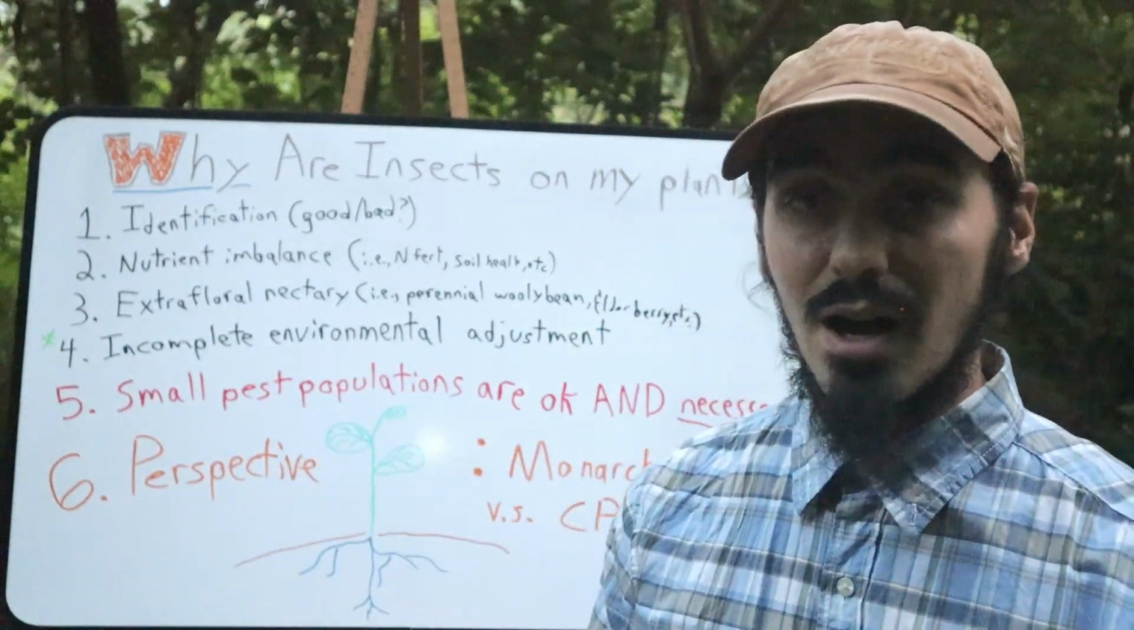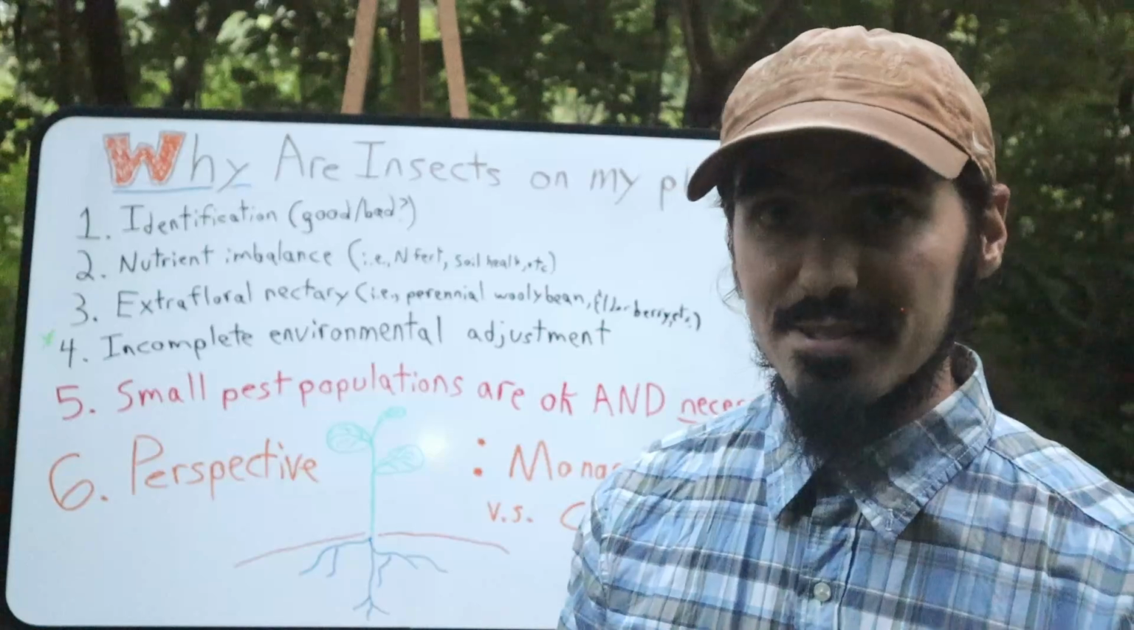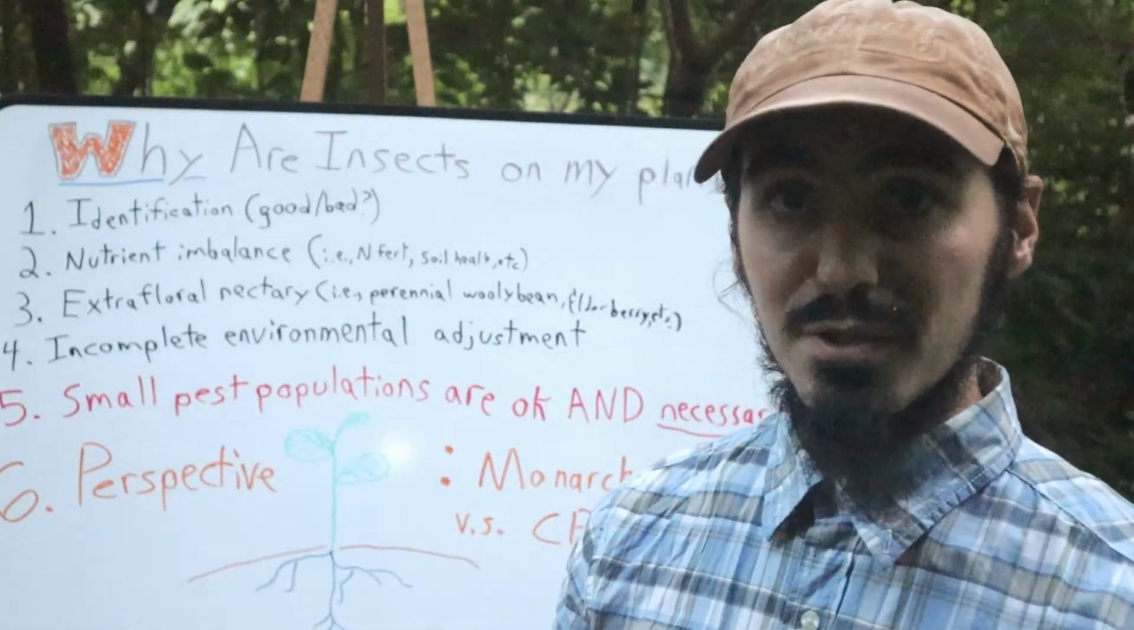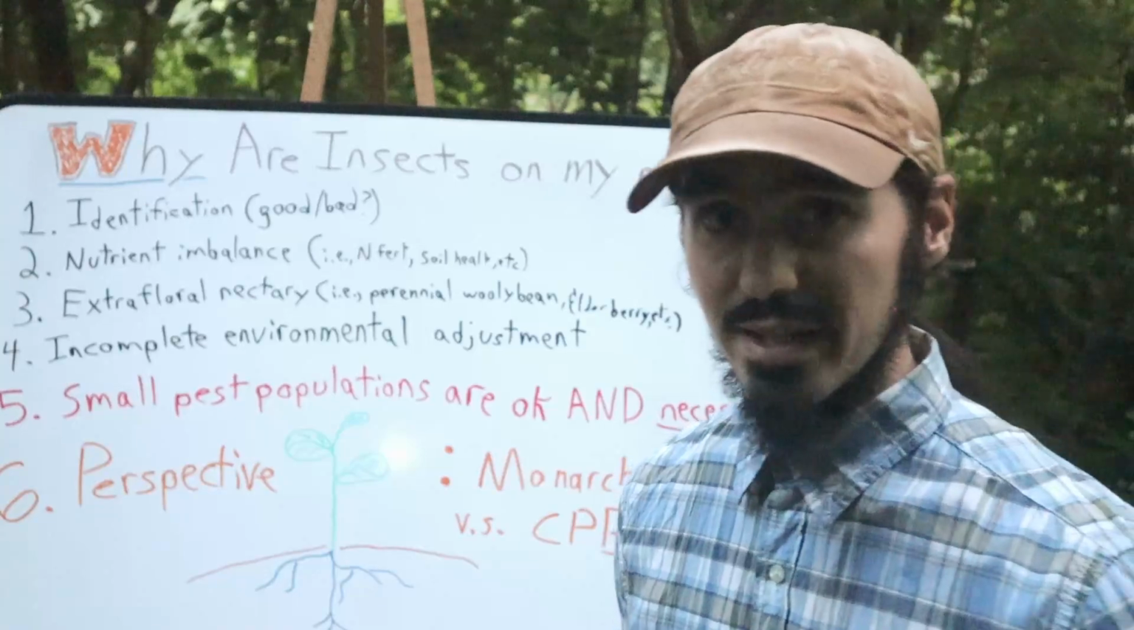Additionally, I also want to make a special note that we need a low number of pests on the landscape, right? Insect pests, because we need those pests to sustain the lives of the beneficial insects, right? That's how the ecology works.